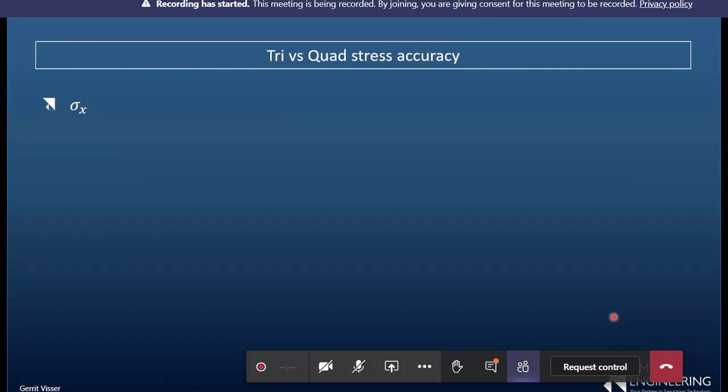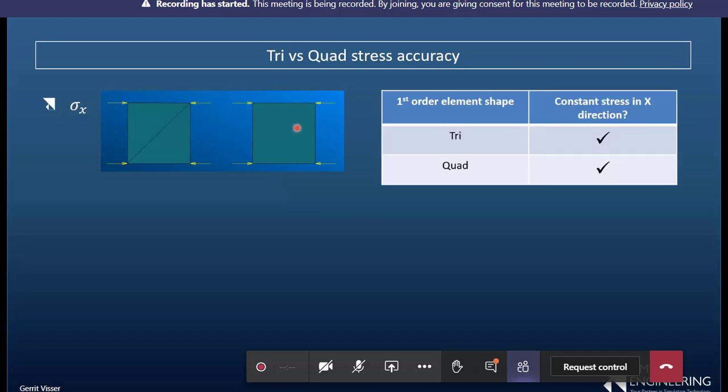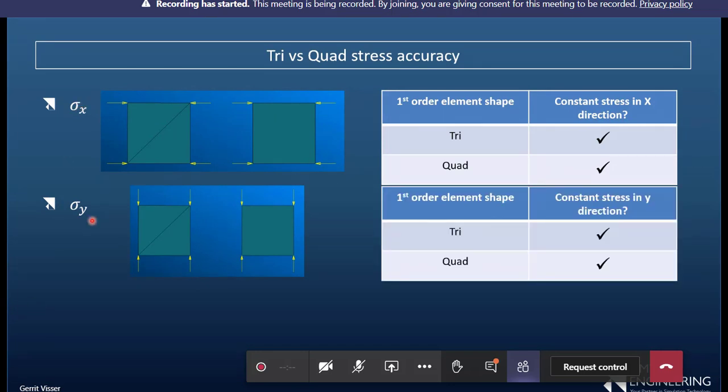So let's say I want to see what constant stress looks like. This is what my load will be if I have a single element. If I apply those forces to these two tris or that single quad, I'll get exactly the right constant stress in the x direction for both elements. I can do the same for y, just in a different direction. And the stresses that I end up with will be different to those in x. So in other words, x and y are independent of each other. And again, I get a perfect answer.